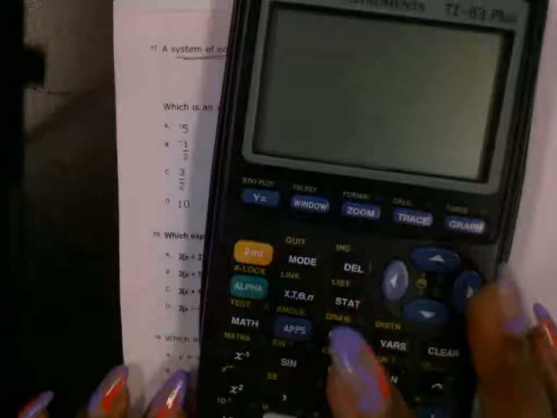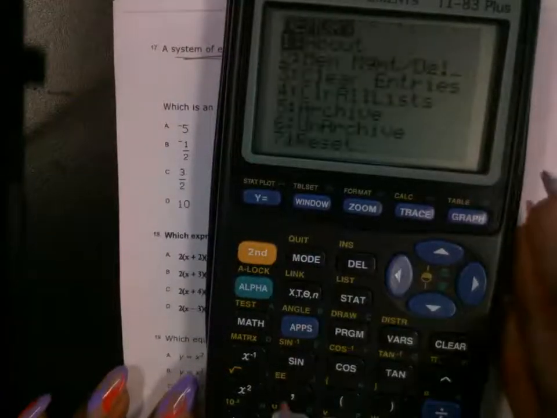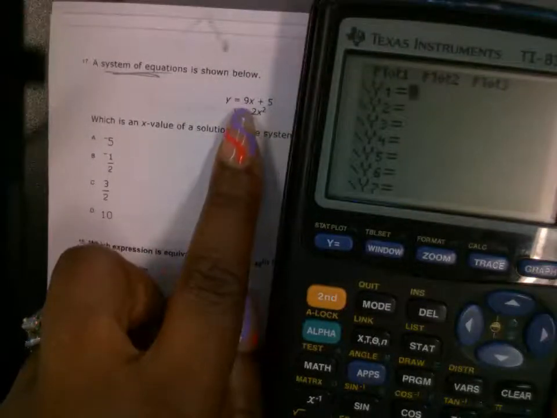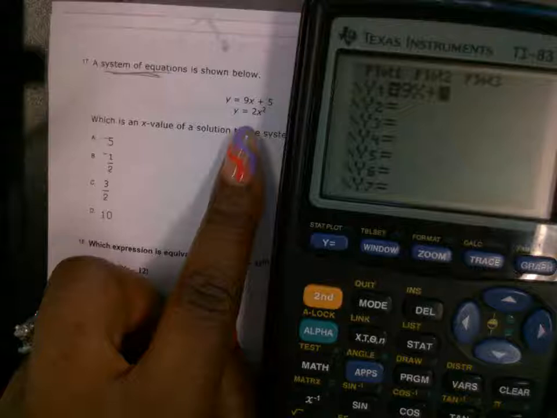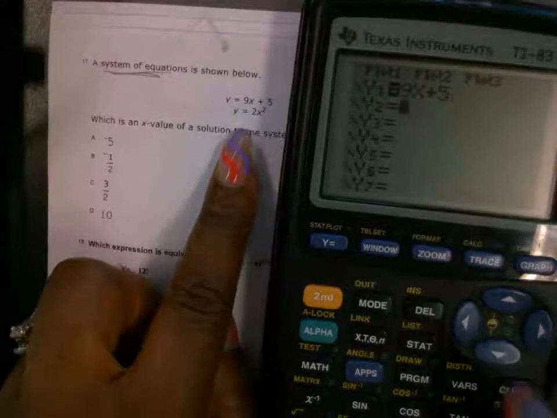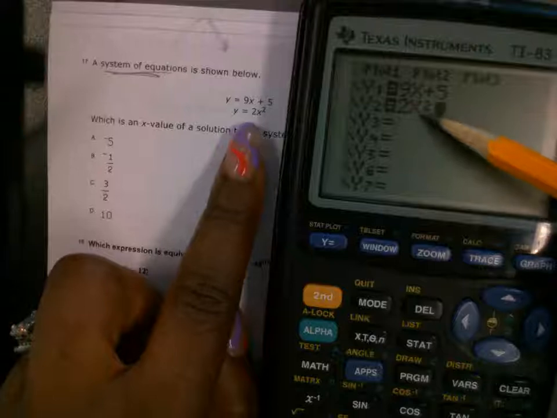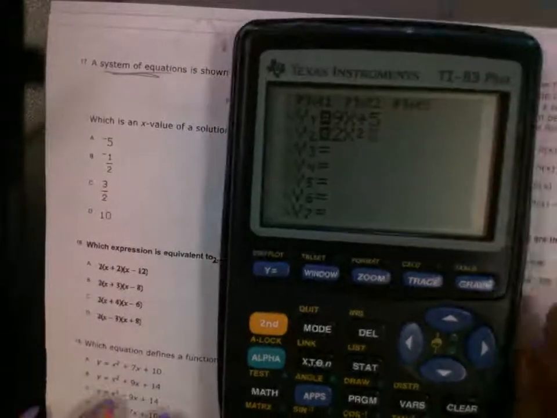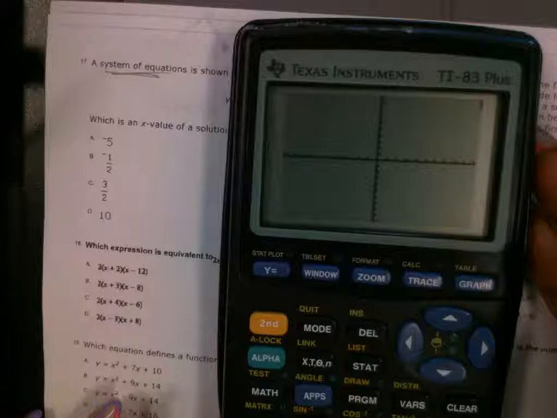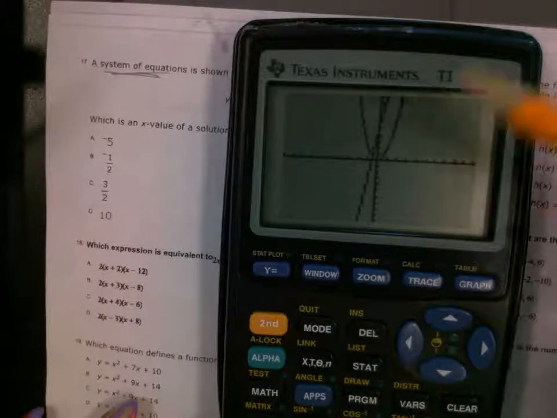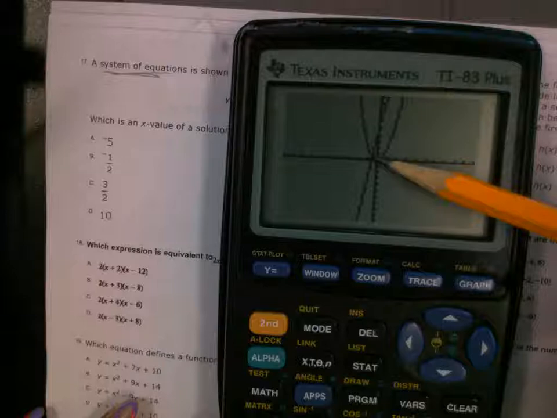So in order to figure out where they cross, I'm going to clear my calculator. I'm going to graph them both. So I'm going to graph the first one, which is a linear function. That's 9x plus 5. I'm going to graph the second one, which is 2x squared. This is a quadratic function because it has an x squared term. So now I'm going to graph them both. All right, so this is the point in which they cross each other right here.